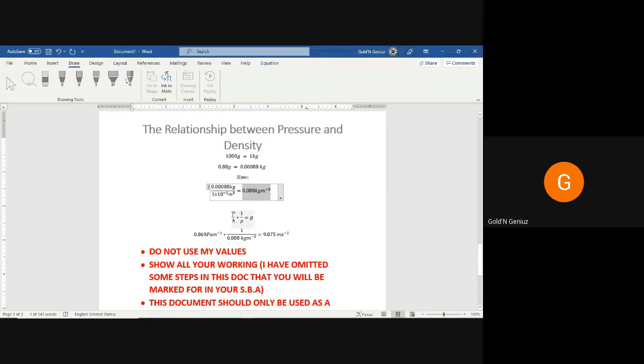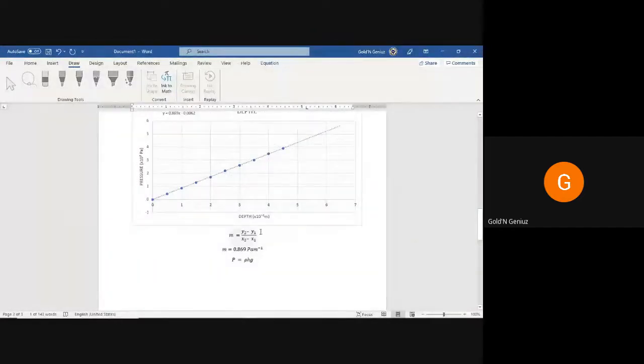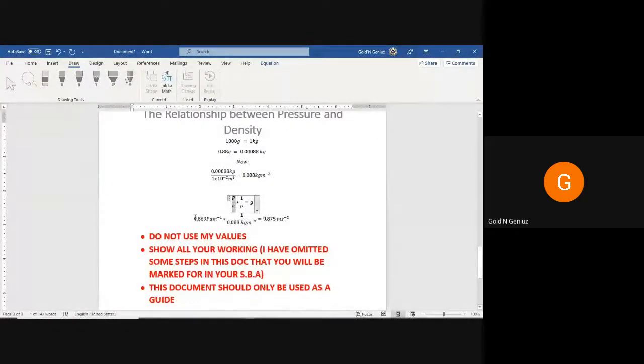All right. Now, this value is my density. So 1 upon rho. And if you notice, this was your gradient. This was my gradient. All right, because that's what I plotted up here. Pressure divided by depth. All right, so the gradient of my graph was that.